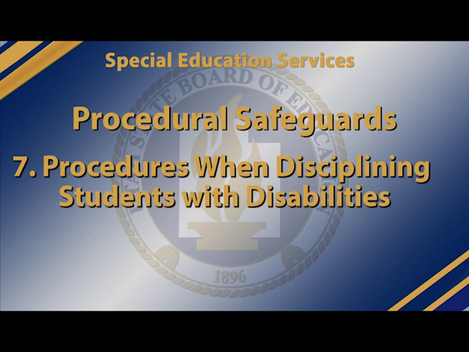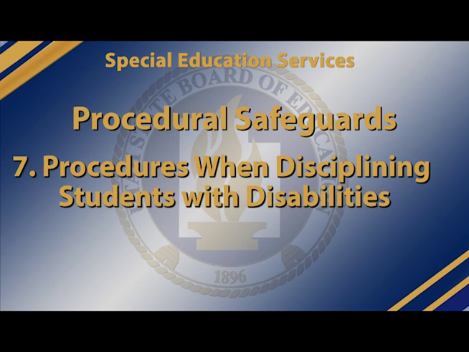Special circumstances. School personnel may remove a student to an interim alternative educational setting for not more than 45 school days without regard to whether the behavior is determined to be a manifestation of the student's disability, if the student 1. Carries a weapon to or possesses a weapon at school, on school premises, or to or at a school function under the jurisdiction of an LE. 2. Knowingly possesses or uses illegal drugs, or sells or solicits the sale of a controlled substance, while at school, on school premises, or at a school function under the jurisdiction of an LE, or 3. Has inflicted serious bodily injury upon another person while at school, on school premises, or at a school function under the jurisdiction of an LE.